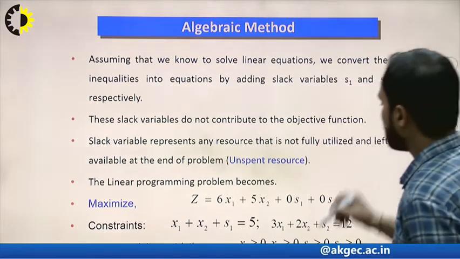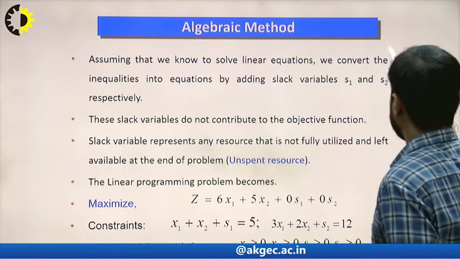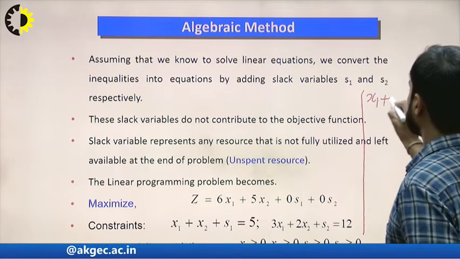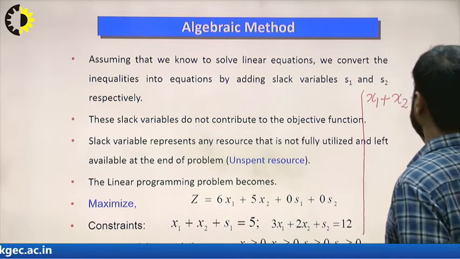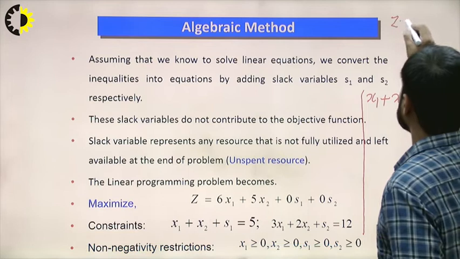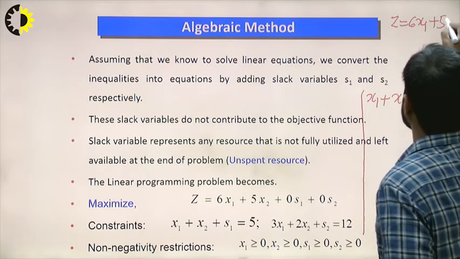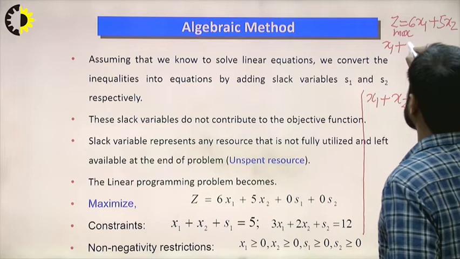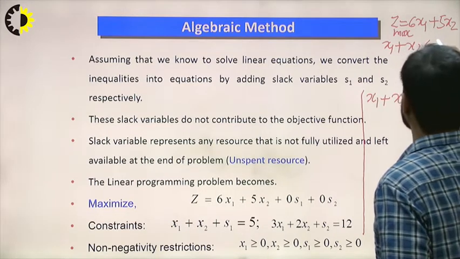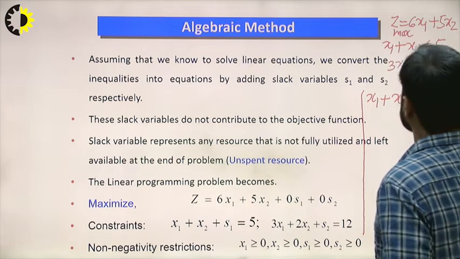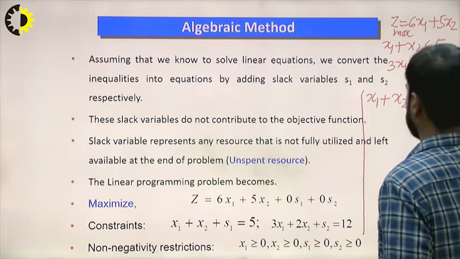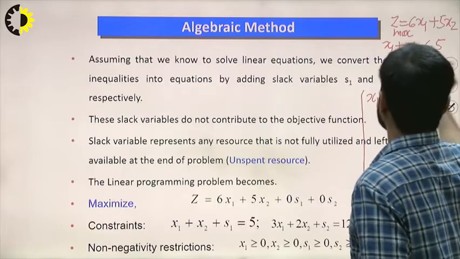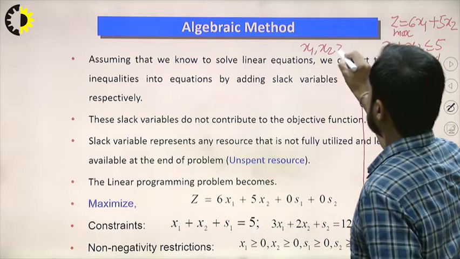Just like this, here the equation is given. In terms of x1, x2, the objective function is 6x1 plus 5x2, of maximization type, and the constraints are x1 plus x2 is less than or equal to 5, and the second one is 3x1 plus 2x2 is less than or equal to 12, and the non-negativity restriction is x1 and x2 greater than or equal to 0.